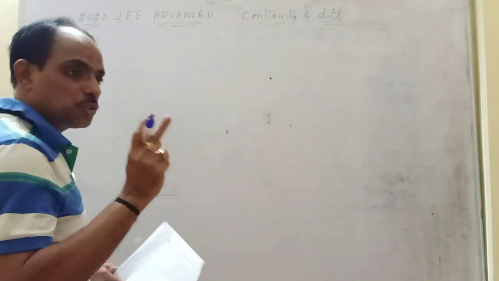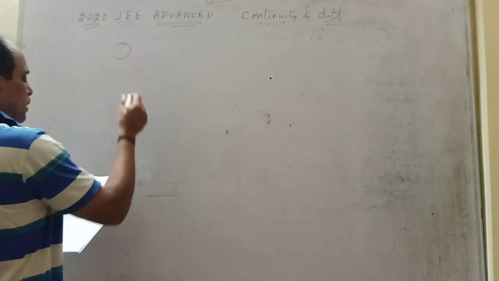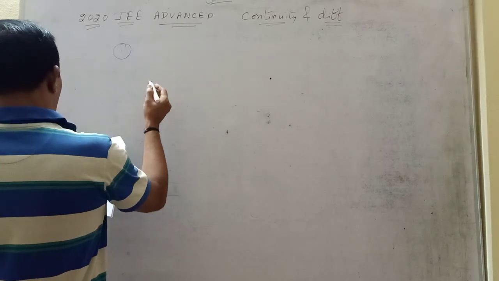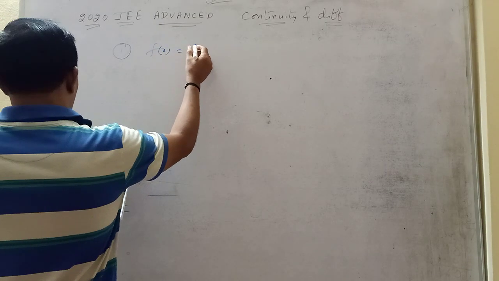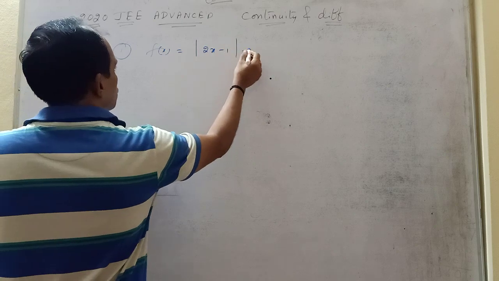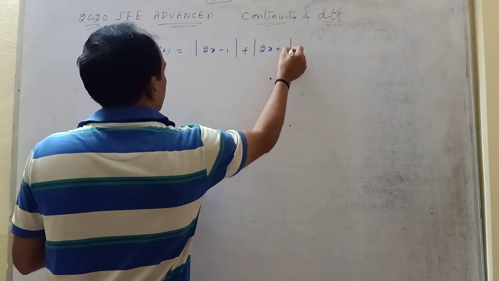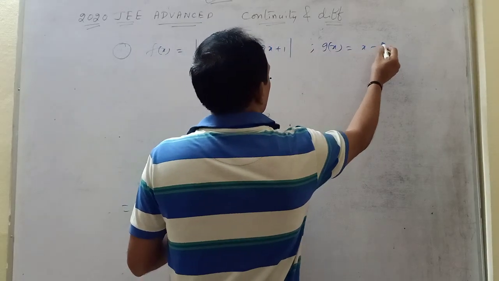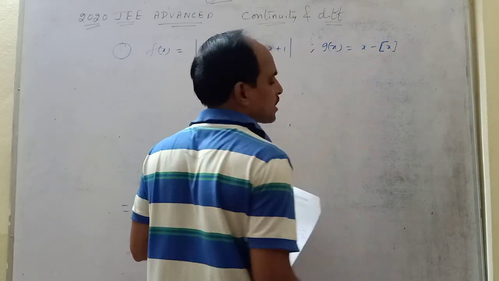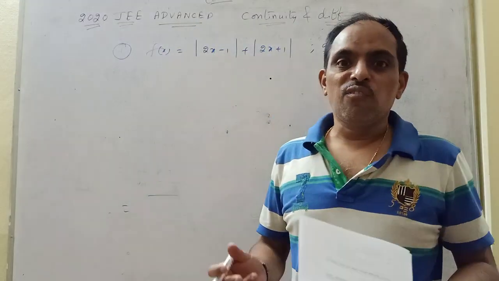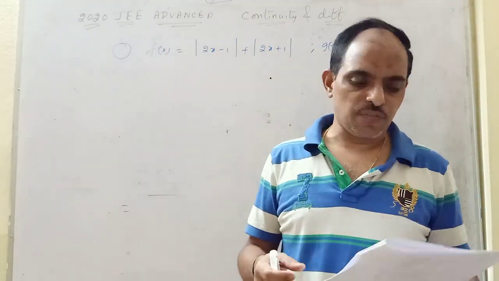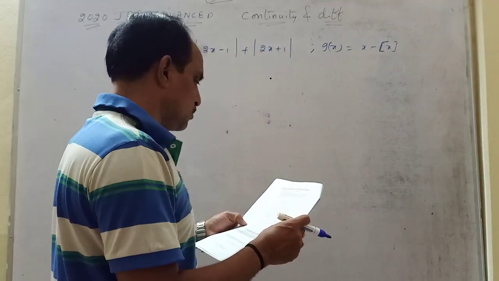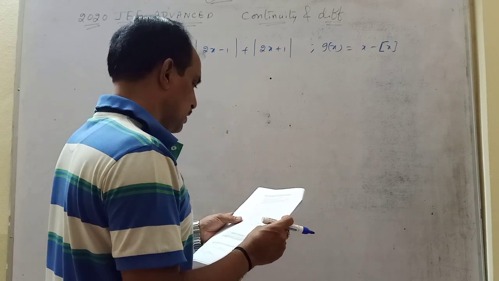In paper 2 we have two questions. The first question: f of x is equal to modulus of 2x minus 1 plus modulus of 2x plus 1, and g of x is equal to x minus step x. What is meant by x minus step x? That is nothing but the fractional part of x. The question is lengthy, so I am not reading the complete question.